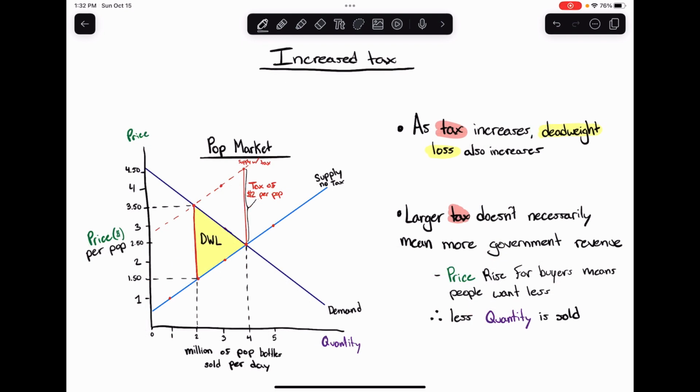Now let's say Canada increased the sugar tax to $2. The price of pop now is $4.50 and a new equilibrium is created. Price buyers pay increases to $3.50 per pop and sellers start only selling 2 million bottles a day. We start to notice a pattern. As the tax increases, the loss in total surplus also increases, creating a larger deadweight loss. Taxes cause buyers to buy less, and therefore, less quantity is sold, jeopardizing both buyers and sellers.